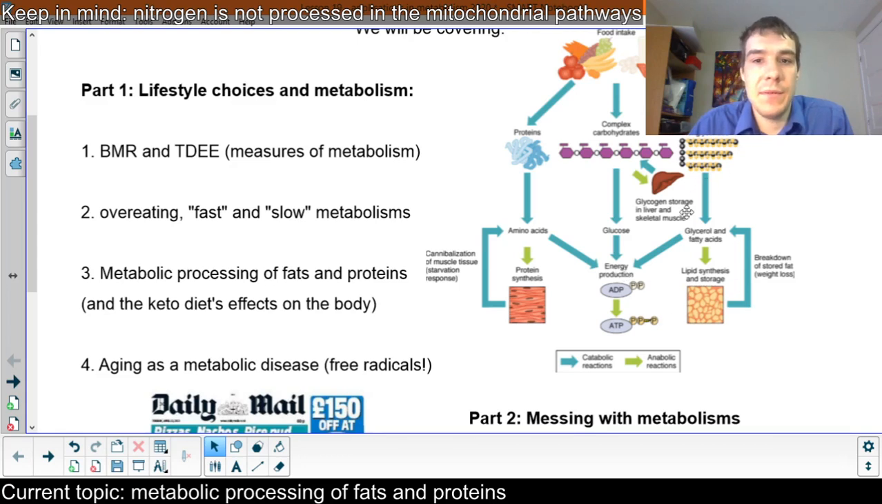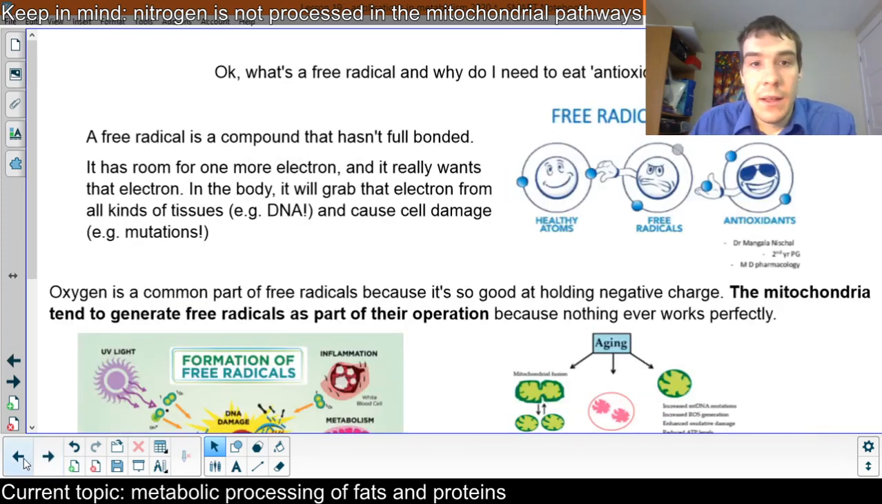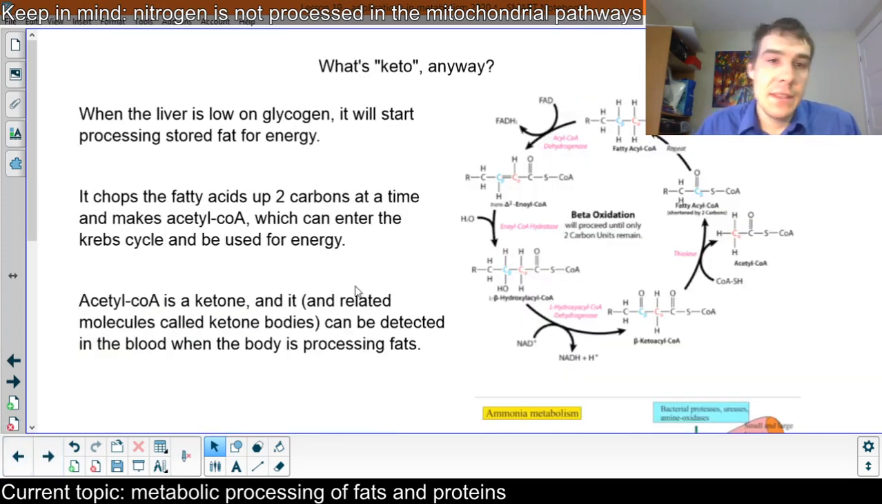If you have more fat than you need, it'll get stored. If you have less fat than you need, it'll come out and get used for energy. So that's how people want to lose fat. They want to try to force their body to use it for energy production instead of glucose. Glucose is your number one, and then fats are your number two. So here we go. If this is all down to the liver, if the liver is low on glycogen, it starts processing fat as energy.